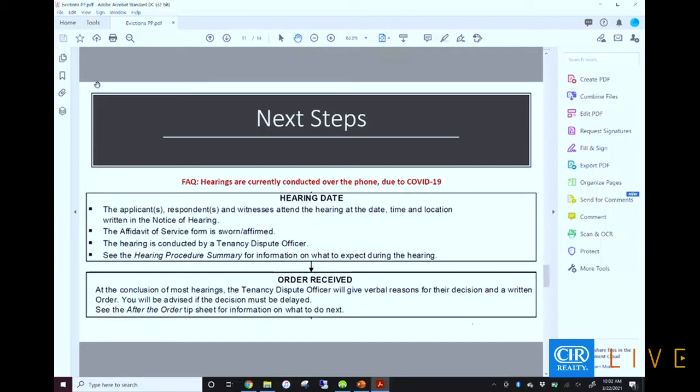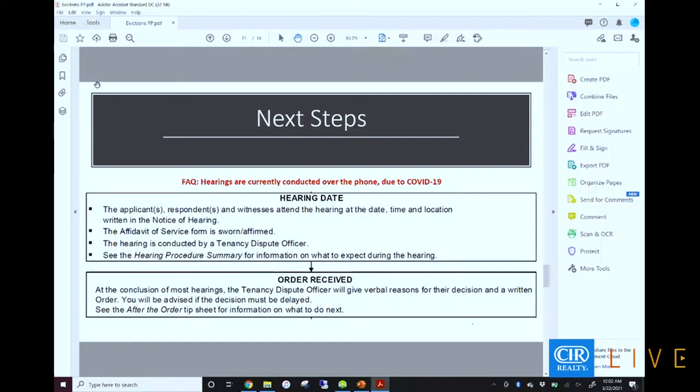So hearings right now are conducted over the phone during COVID-19. It's not ideal because the judge can't see the tenant in person. What's nice about the tenant being right in front of the judge is they could see them. Are they fidgeting? Are they well prepared? That can play a big role in the judgment. But over the phone, you can't see anyone.